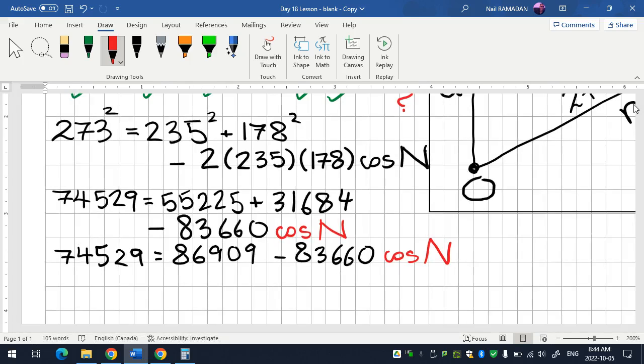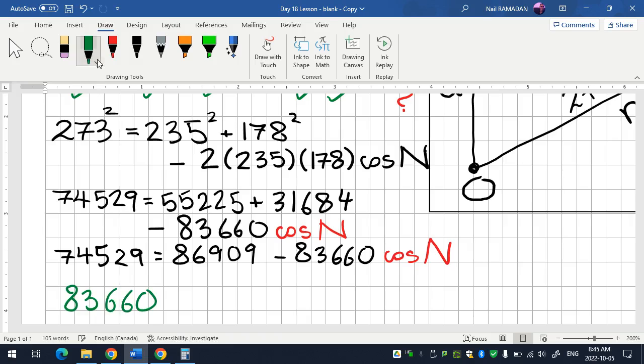Now what do I do? Come on, people. How did we do this yesterday? Do I move one thing or two things? Two things. You have to move the negative 83660 cosine n to the left side, becoming positive, and you move the 74529 to the other side, becoming negative. So we get this.